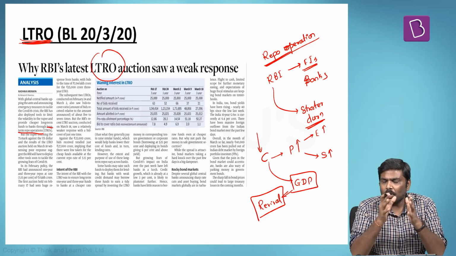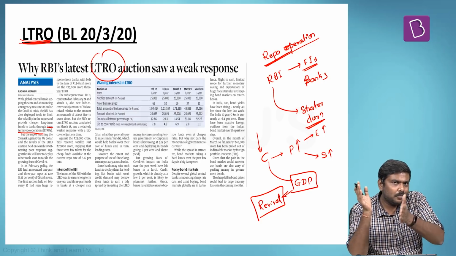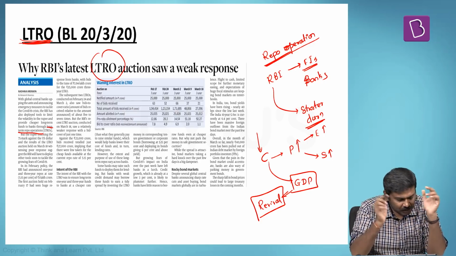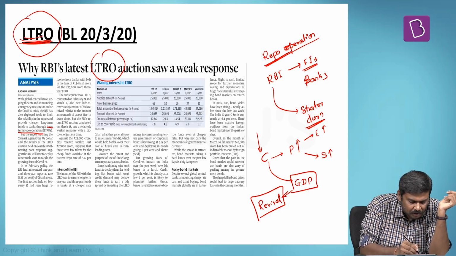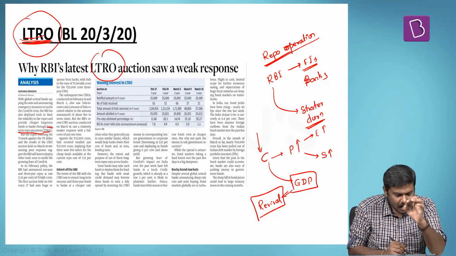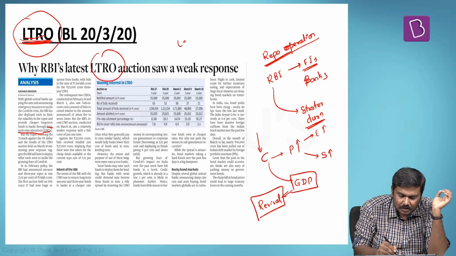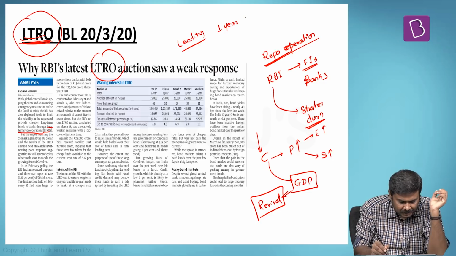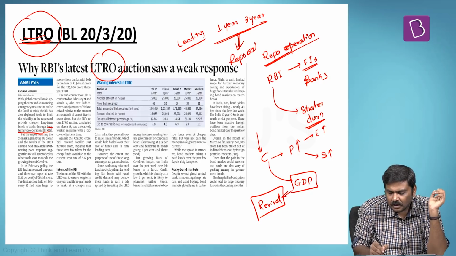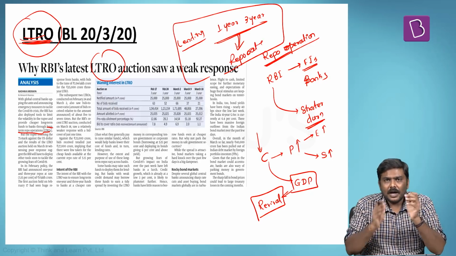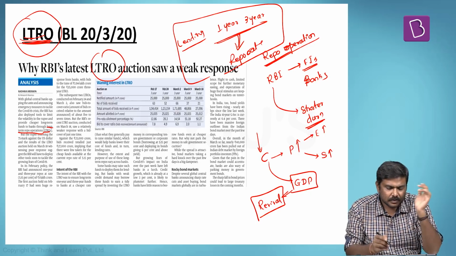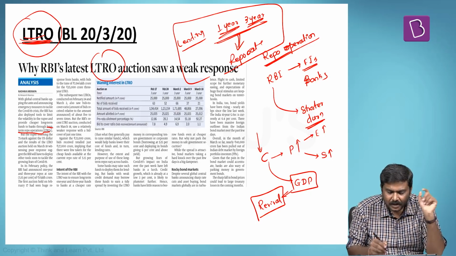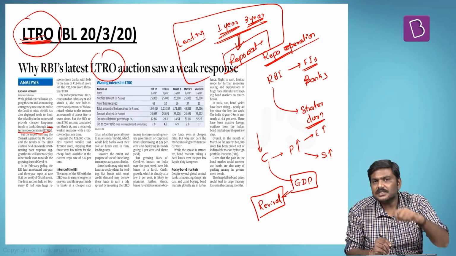I said in case of repo operations, RBI will lend to banks for a shorter duration. But under LTRO, remember this, long-term repo operations, RBI will be lending to banks for a period of 1 year, 3 years at repo rate. Have you understood this? Under LTRO, RBI will be lending to the banks for a period of 1 year, 3 years at the rate of interest charged, that is the repo rate.